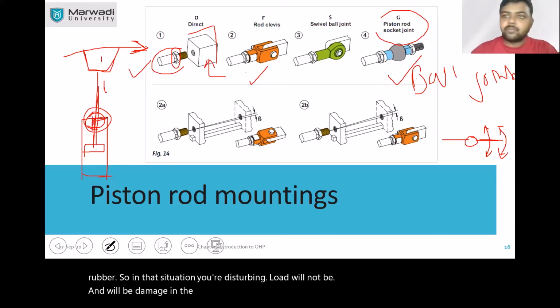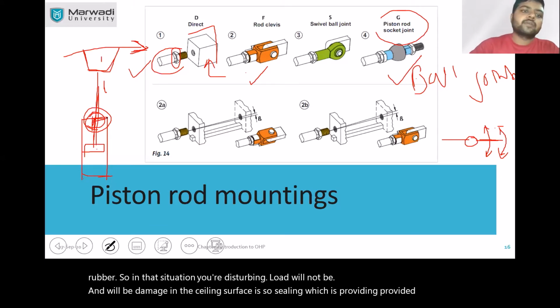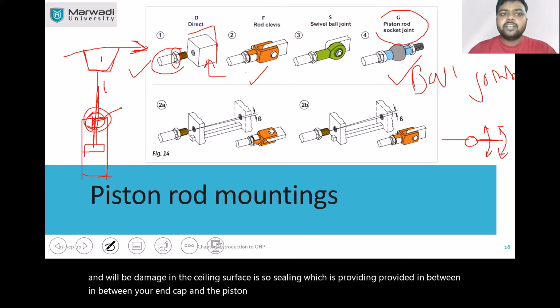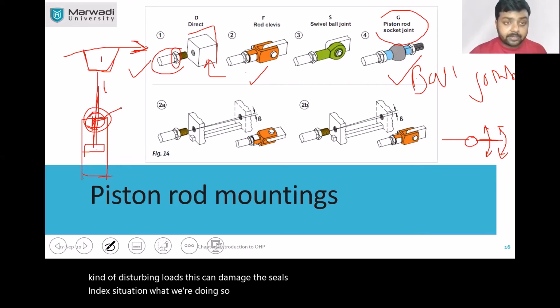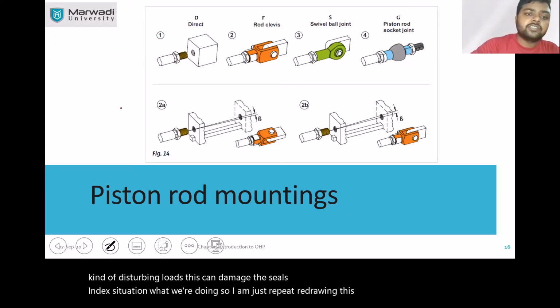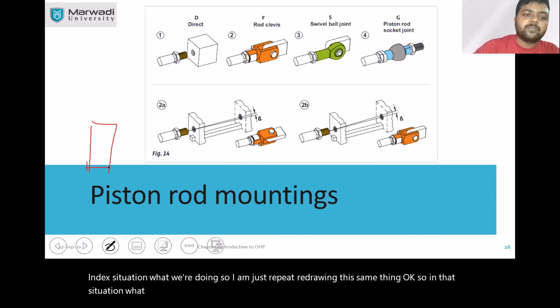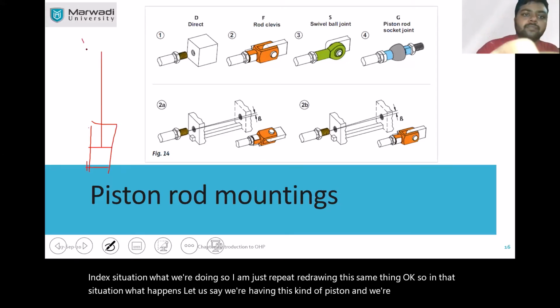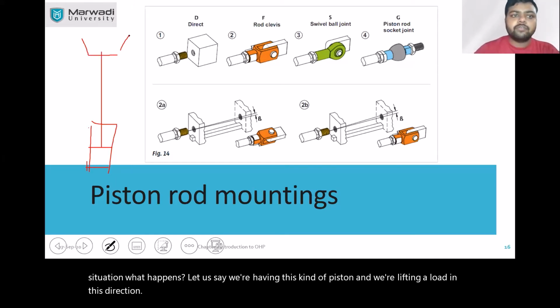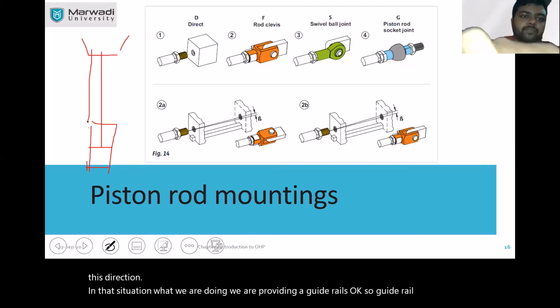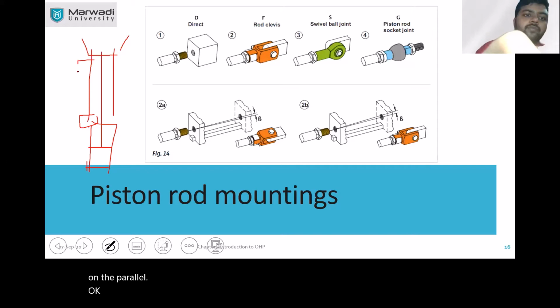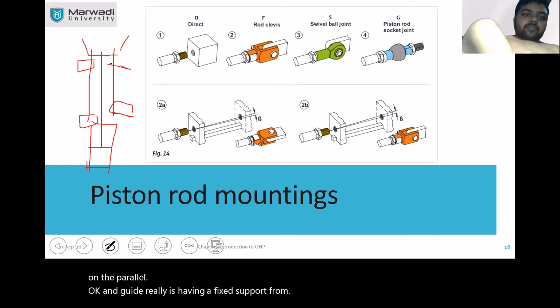The sealing which is provided between your end cap and the piston rod is made of rubber. If we have this kind of disturbing loads, this can damage the seals. So I am just redrawing the same thing. Let us say we have this kind of piston and we are lifting a load in this direction. In that situation we are providing guide rails. The guide rail is provided in parallel, and it has a fixed support at the other end.